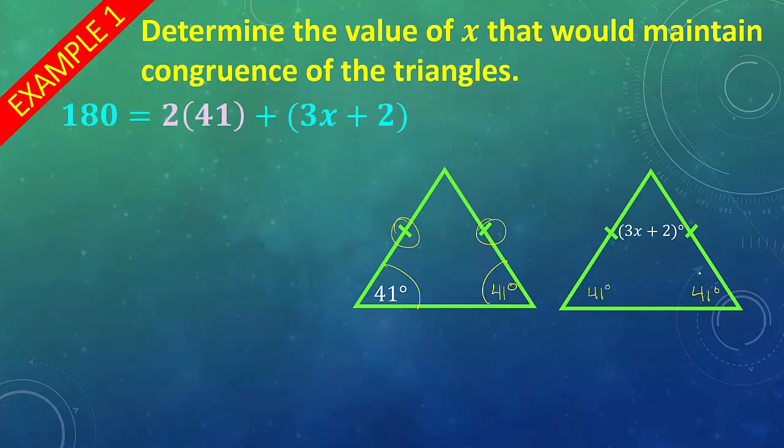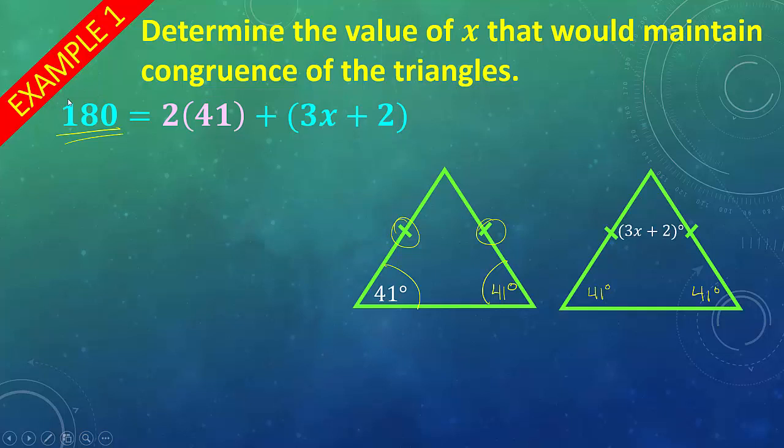And we're going to set this up. So this is the total degrees in a triangle. So that's however many degrees are in the triangle, and they have to add up to 180. Now I know I have two angles that are 41 degrees each, which is where I got that. And then I know I have a vertex angle that is 3x plus 2 degrees. So when I add all this up, it has to equal 180.